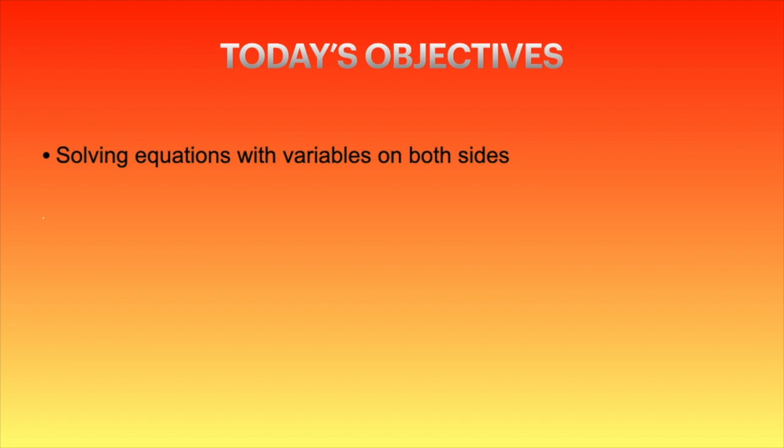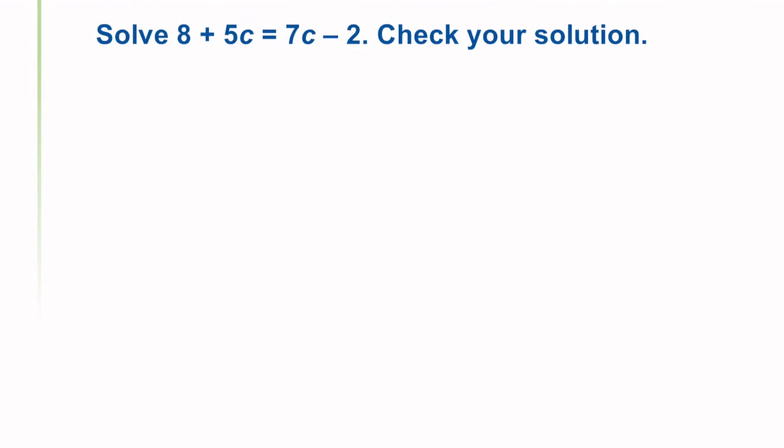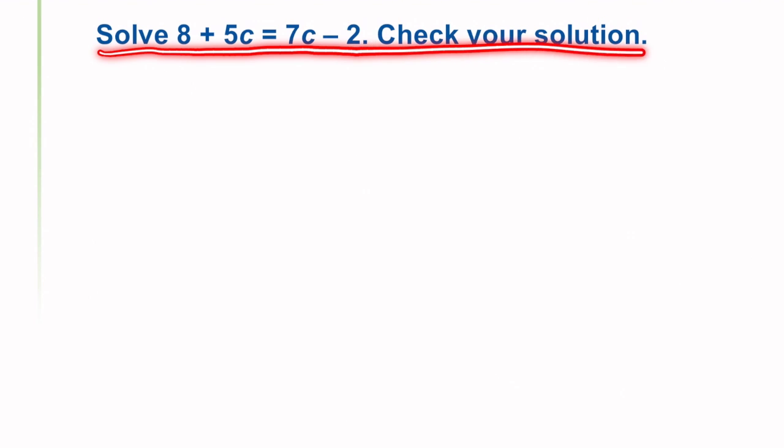The objective of this lesson is to solve equations with variables on both sides. So let's look at the first example. The first example says solve 8 plus 5 times c equals 7 times c minus 2, and then it says to check your solution.